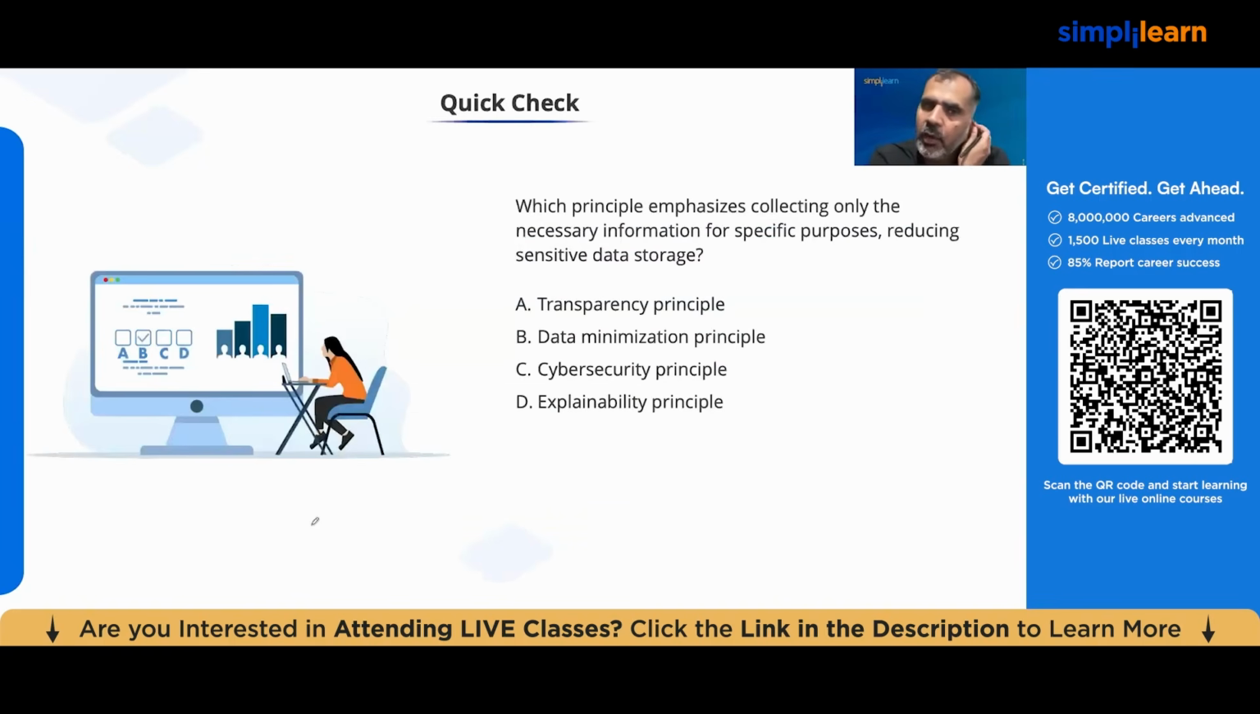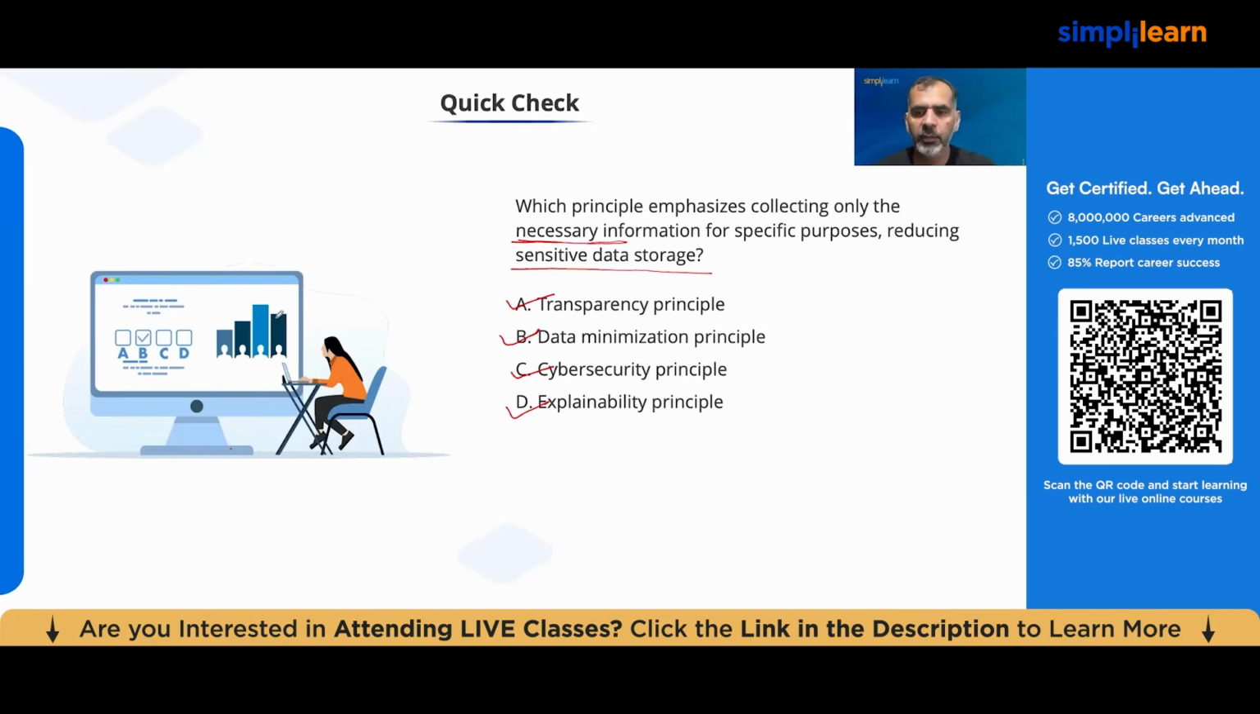Let's have a quick recap on whatever we have discussed, guys. It is more of a theoretical question. Which principle emphasizes collecting only the necessary information for a specific purpose, reducing sensitive data and storage? One is transparency principle, B is data minimization principle, cybersecurity principle, or explainability principle. What do you think? What is the right option? Yeah, so you can say B is the right option that basically talks about collecting only the necessary information.